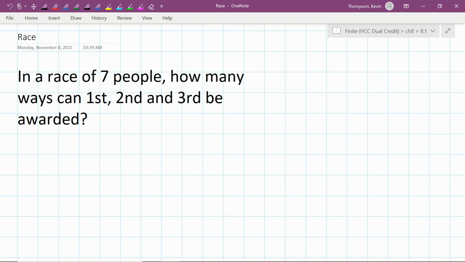Let's do this one, a little different. In a race of 7 people, how many ways can first, second, and third be awarded? So there just happens to be 7 of you around the table. So we're going to set up a sprint in the hallway. Who's going to win? So how many ways can we award first place, second place, third place?